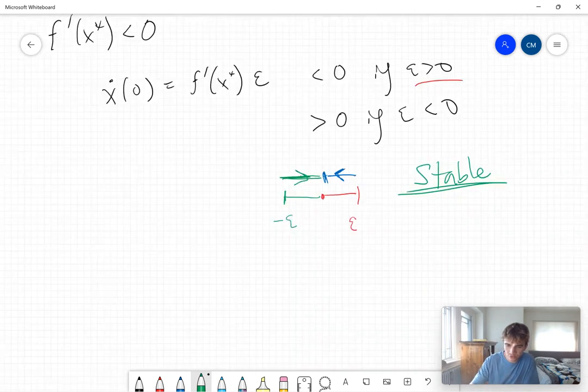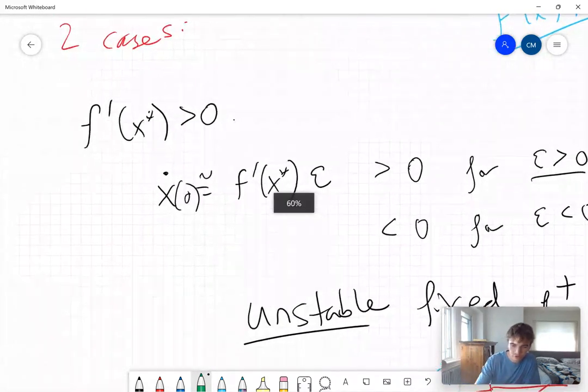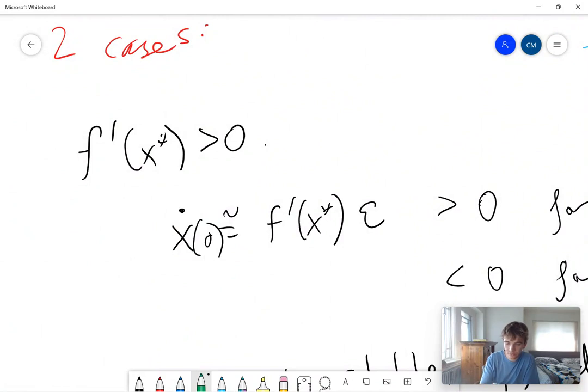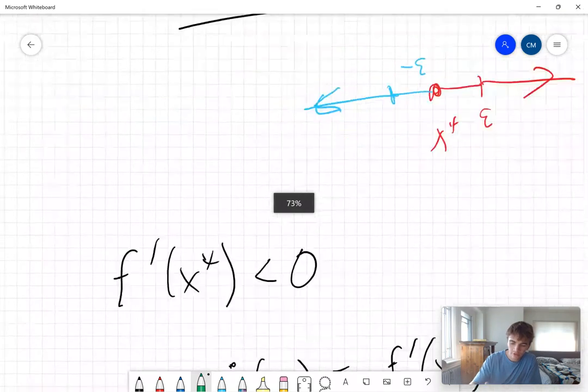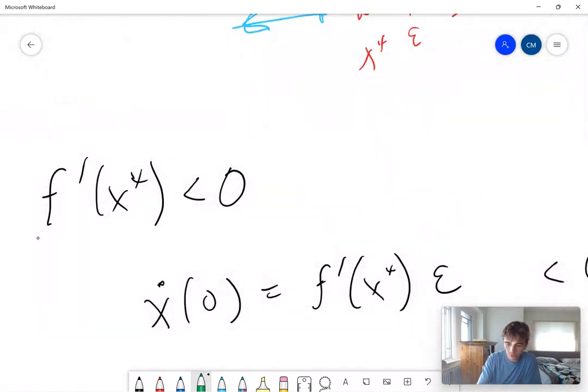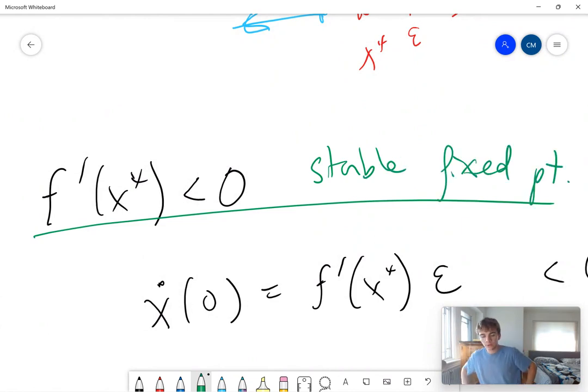And this is super important, so I'm just going to reiterate. We have that if the sign of the derivative at the fixed point is positive, then we have an unstable fixed point, always. Okay, and if the sign of the derivative is negative, we're going to have a stable fixed point. All right, so we could probably go into some examples.